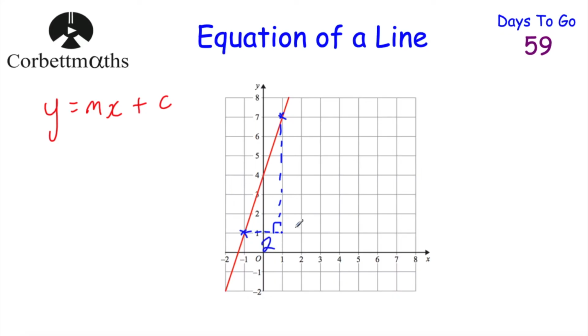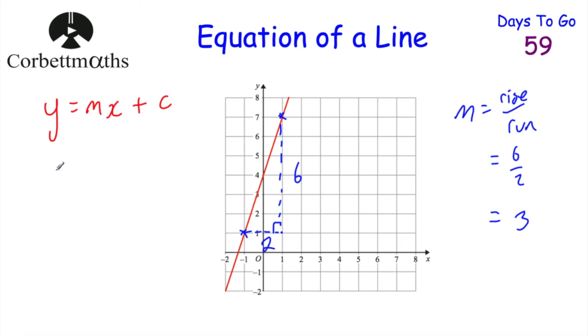So the run is 2. And in terms of the rise, it's gone up from 1 to 7, so it's going up 6. So the rise is 6. So the gradient of this line, m, is equal to the rise divided by the run. So the rise is 6 divided by the run, which is 2, and 6 divided by 2 is equal to 3. So the gradient of this line is 3.